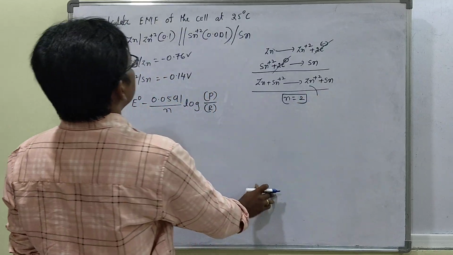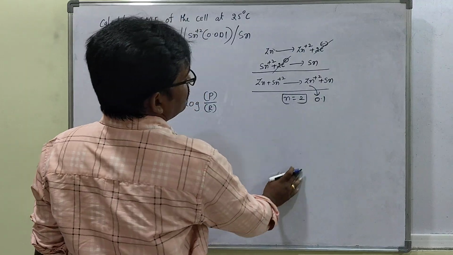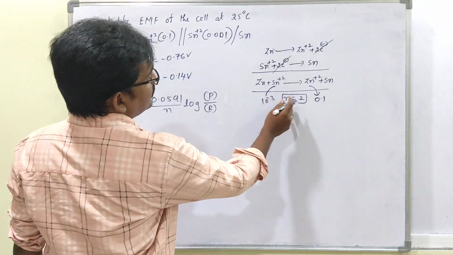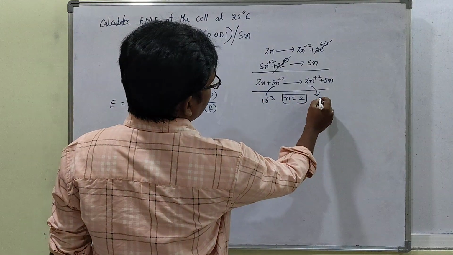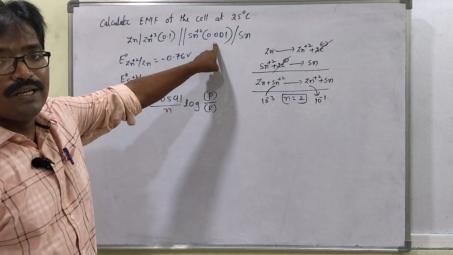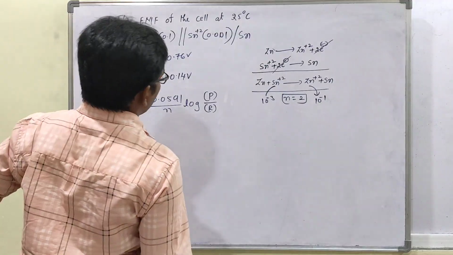Product concentration, Zn2+ concentration, how much is given? 0.1, that is 10 to the power of minus 1. Then the reactant concentration is 0.001, that is 10 to the power of minus 3. Right?